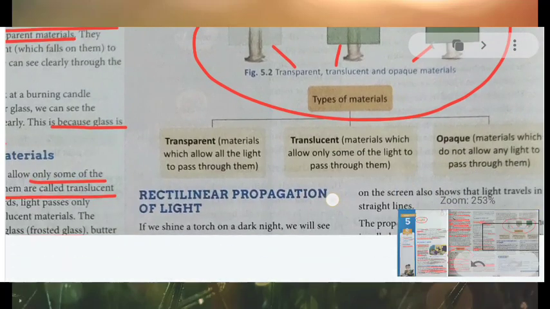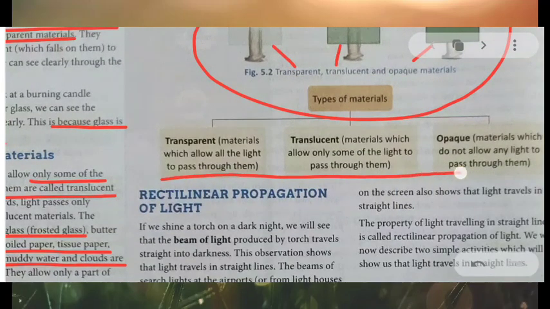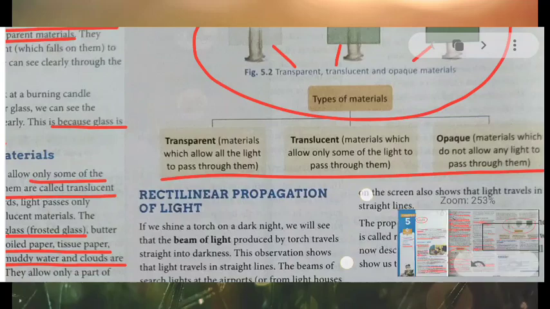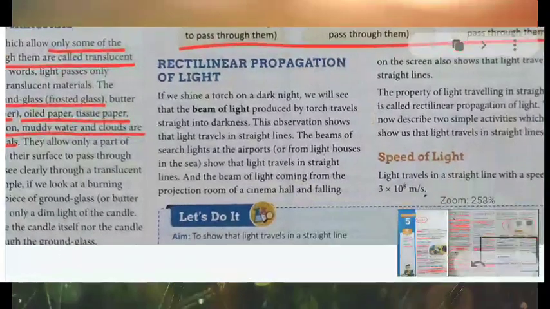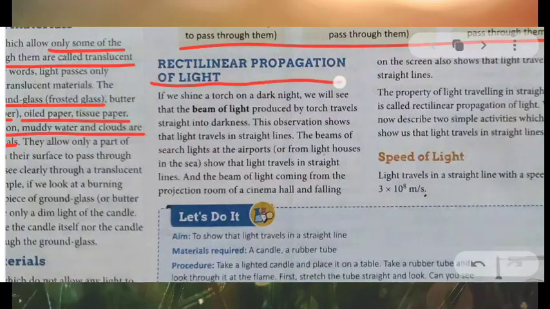Here a short concept is given with the help of a diagram, from which you can learn the definition. And what you have to do is learn the definition with some examples. Now next we will see rectilinear propagation of light. What does rectilinear propagation of light mean? The term rectilinear has a special meaning. Rectilinear means traveling in a straight line, traveling in a straight path. Rectilinear means straight.